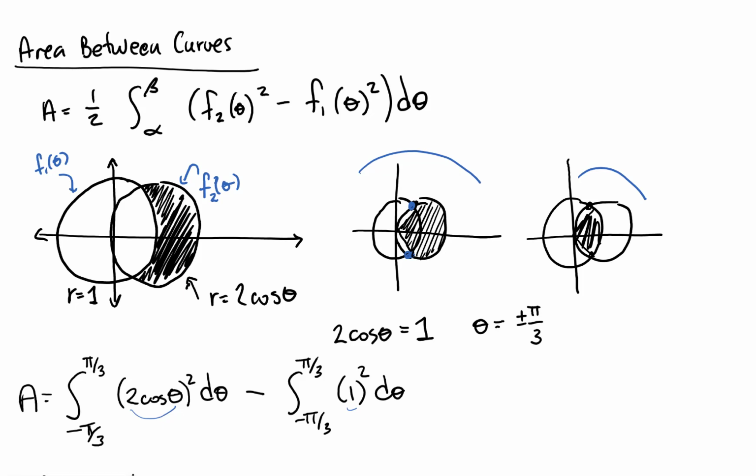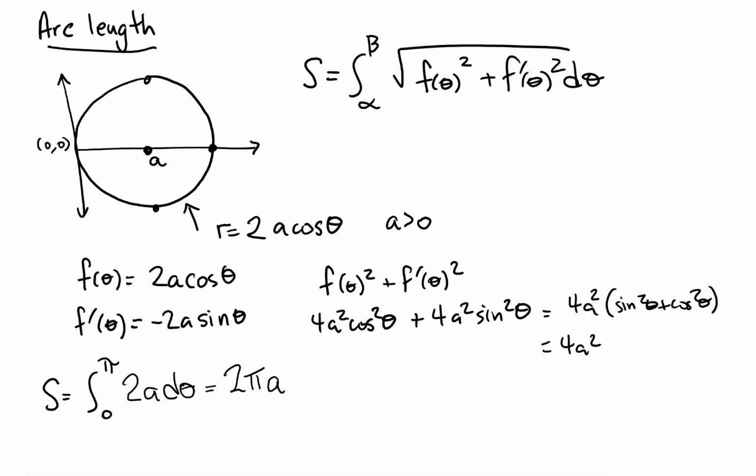Let's take a look at something else, which is arc length. The arc length formula is the integral from alpha to beta of the square root of the function of theta squared plus the derivative of the function of theta squared d theta. So if I have, again, a circle, and this one's a circle of radius a centered at (a, 0), where a is greater than 0, here's the formula for that circle.